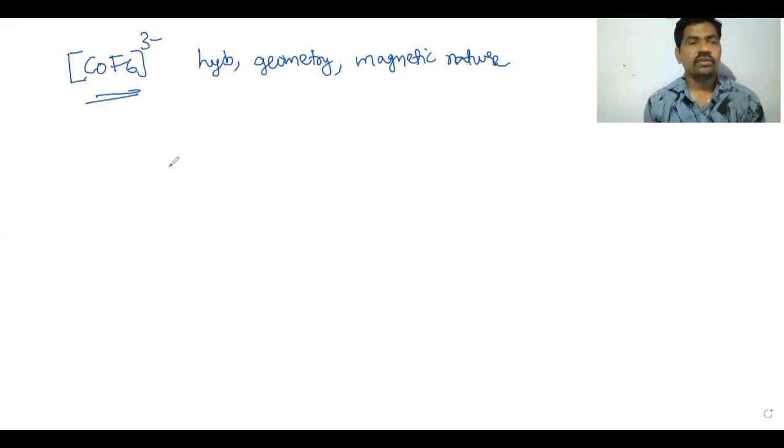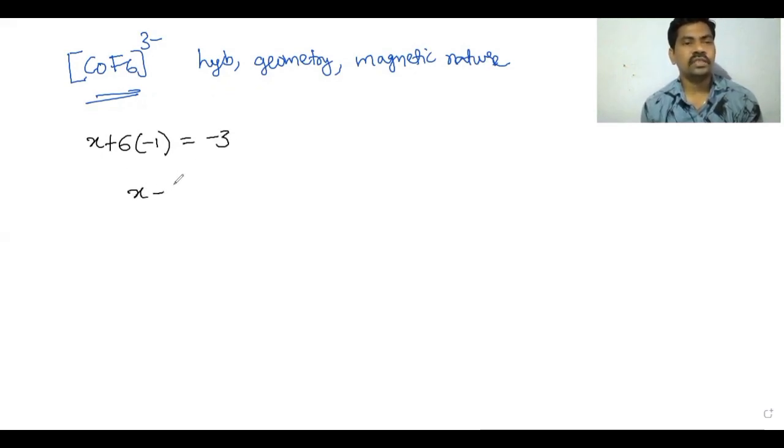By taking this example, you can see that cobalt is in +3 oxidation state. Here we need to find cobalt, so X plus 6 fluorines, each fluoride ion contributing -1 charge, is equal to -3. So X minus 6 is equal to -3, X is equal to -3 plus 6, which is +3. So the oxidation state of the metal ion here is +3. Co is in +3 oxidation state in this coordination complex.